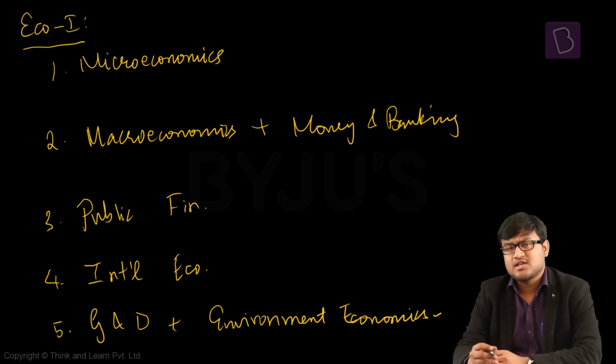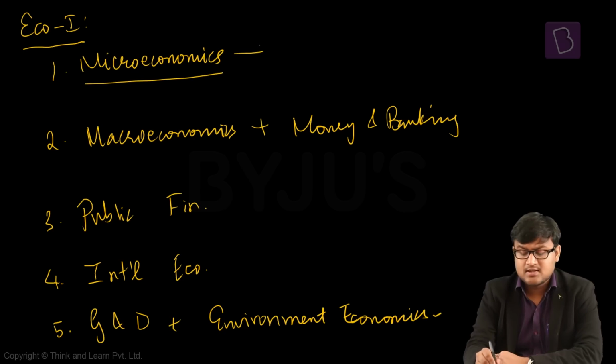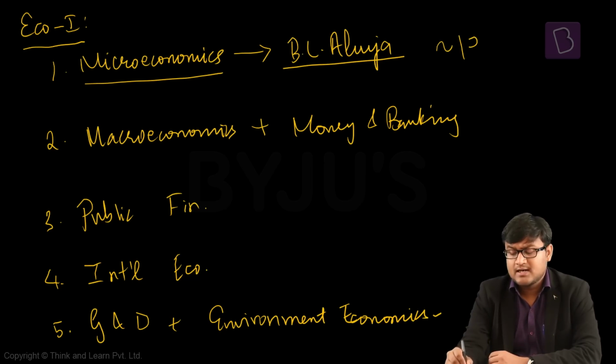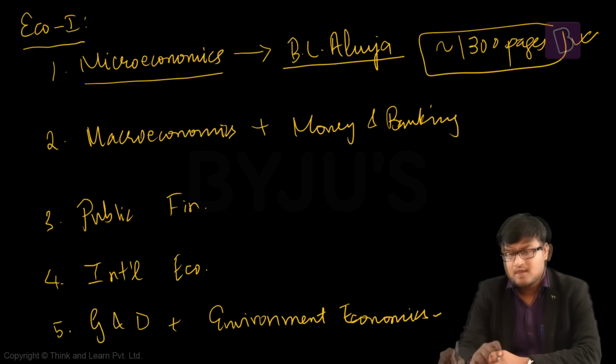Now I'll talk about each of these subjects and what resources you should follow or I had followed. For microeconomics, you can follow the book by B.L. Ahuja. This book is a very fat book, nearly 1300 pages, but it does not have to be covered cover to cover. You can skip certain topics from this book looking at the syllabus, which are not mentioned in the syllabus. You can skip those topics and cover the rest.